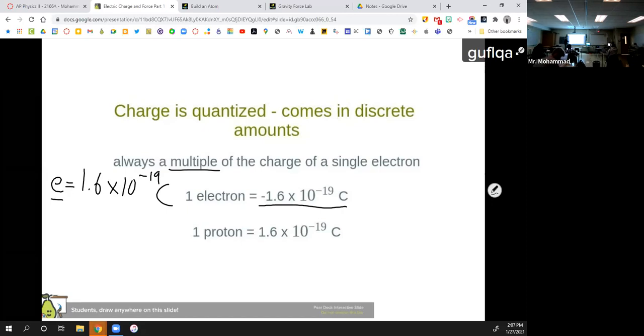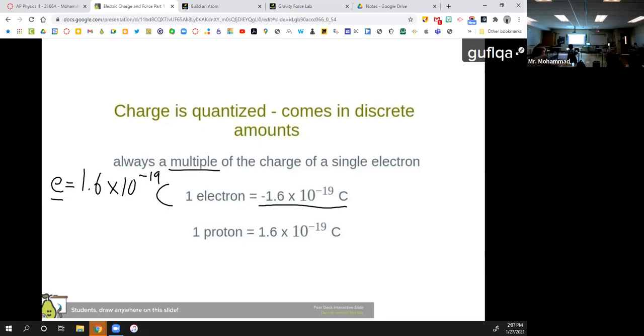So this is a constant that would be given to you on a formula sheet. You never have to memorize it. But just realize if anything has a charge, it has to be a multiple of that elemental charge. And anything cannot have less than that elemental charge. And it can't be like 1.5e. It's always 1e, 2e, 3e, all the way up to millions, billions, and trillions.